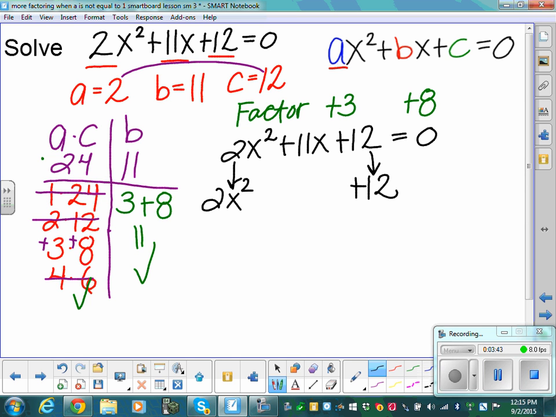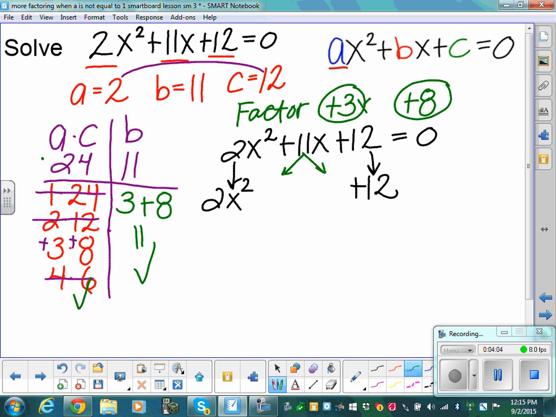2x squared and positive 12. And then we're going to break down our middle term, meaning we're going to rewrite our middle term as the 2 factors we just found. So we found that we were going to use positive 3 and positive 8. Now you can't put in positive 3 and 8 in here. We're talking 11x. We're rewriting 11x as the 3 and the 8.